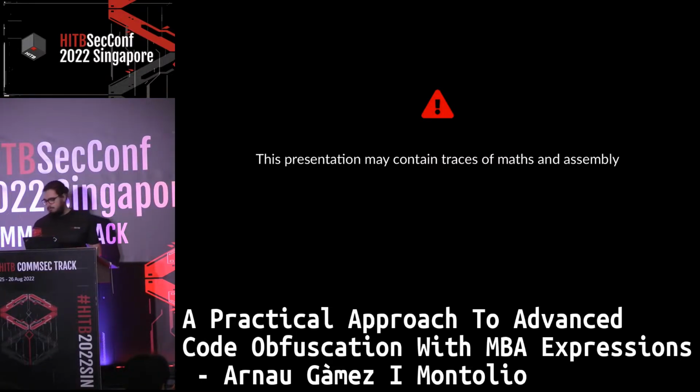First, a warning: this presentation may contain, and actually will contain, a little bit of math, not that much, but I will use some math to explain the basics of MBA transformations and also some assembly code, very simple. If you're not very used to it, I warn you that there will be a little bit of assembly code, but we will go over it if necessary.